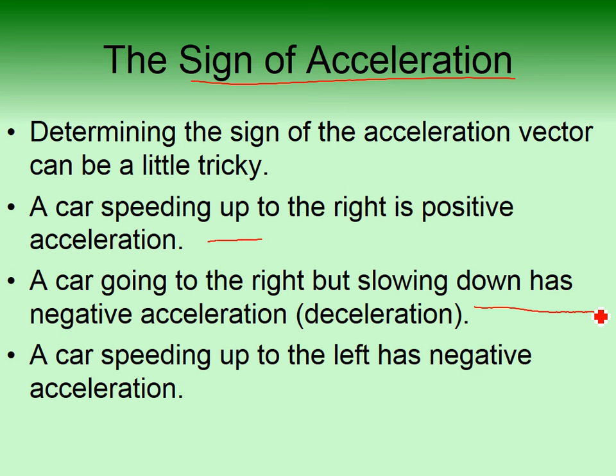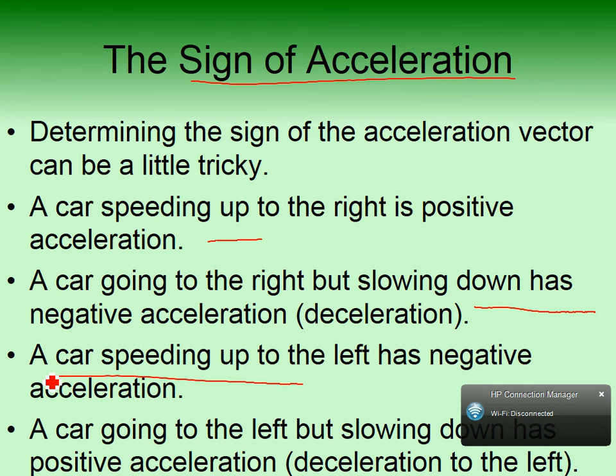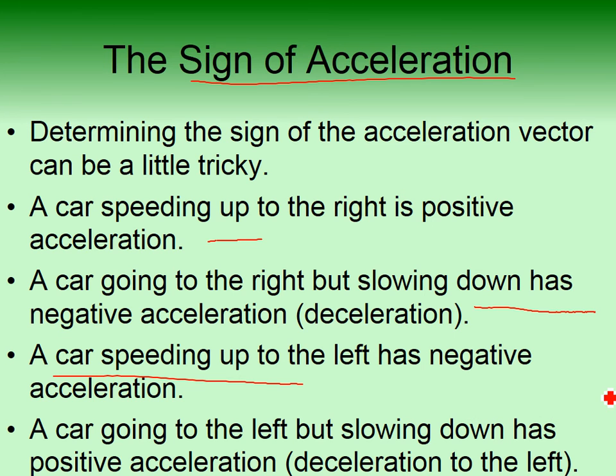A car speeding up to the left has negative acceleration. So if it's going to the left and speeding up, that's going to have negative acceleration because it's going left, which is negative in physics. Now here's a tricky one. A car going to the left but slowing down has positive acceleration. So if it's going to the left, but it sees something and slows down at the end, that's called positive acceleration. It's decelerating to the left, so that's positive acceleration. So it's a little tricky.